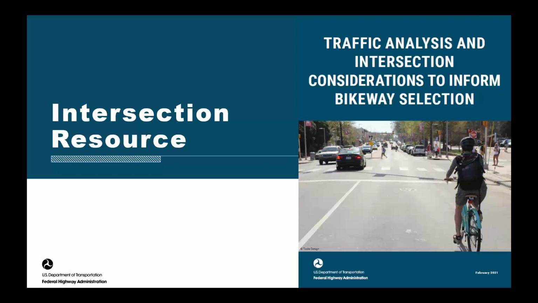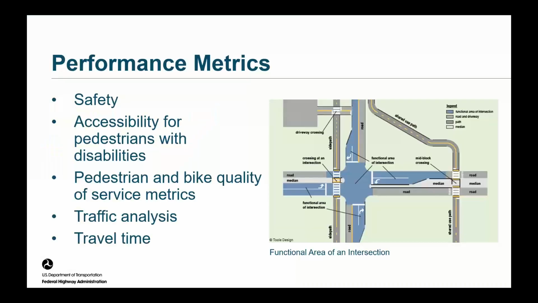And so what we wanted to do was really unpack some of the analysis and think through the spatial considerations for a variety of bikeway types at intersections. If you can go to the next slide for me. And as Dan mentioned, we want to give you an overview. This resource is, I would say, very digestible. It's under 20 pages and gives you a lot of information.